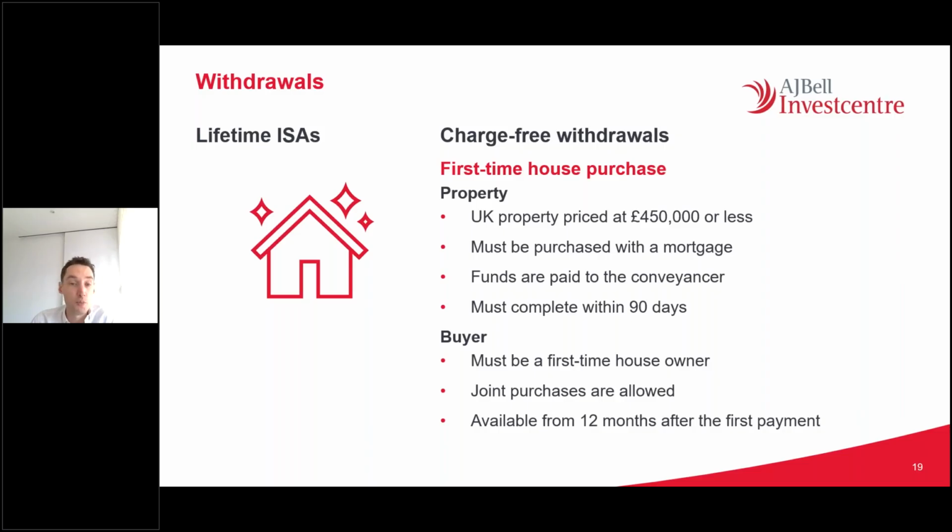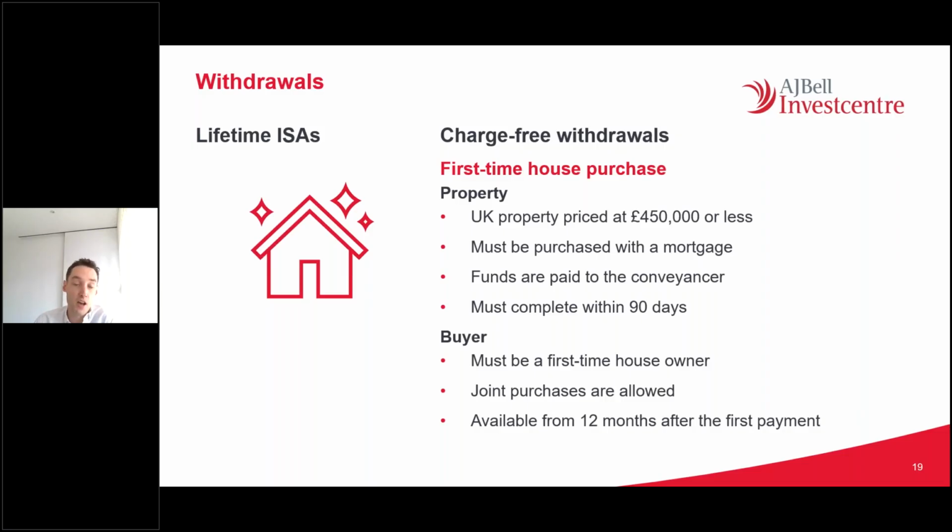You must be purchasing the property with a mortgage, so if you're a cash buyer, you can't use your lifetime ISA funds. Funds are paid via a conveyancer, so the solicitor or the legal firm involved will handle the withdrawal of the lifetime ISA funds and then pay it to the mortgage company or the vendor. It must be done within a 90-day window as well. Once the funds have come out of the lifetime ISA, there's 90 days for the property to complete. If it doesn't complete within that window, the conveyancer needs to return those funds back to the lifetime ISA manager. If it's outside of that 90-day window, technically it'll be a chargeable withdrawal, so there might be some penalty consequences for that.